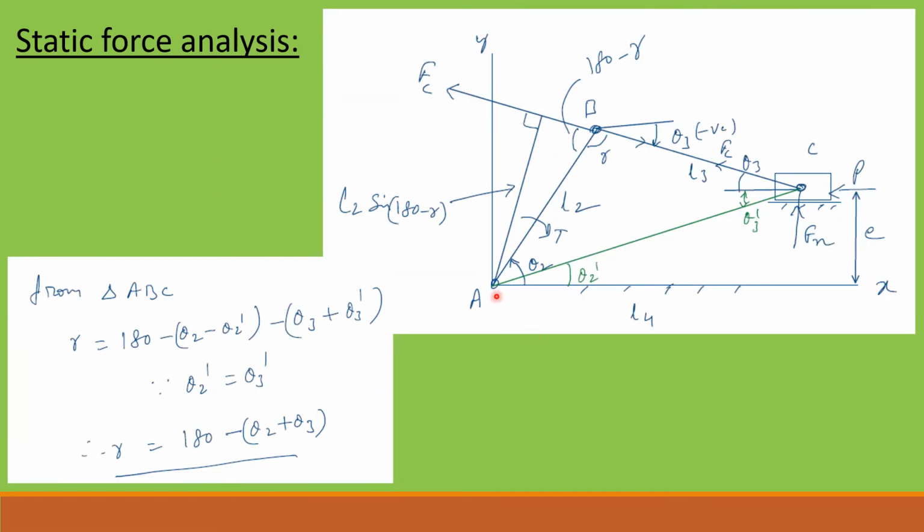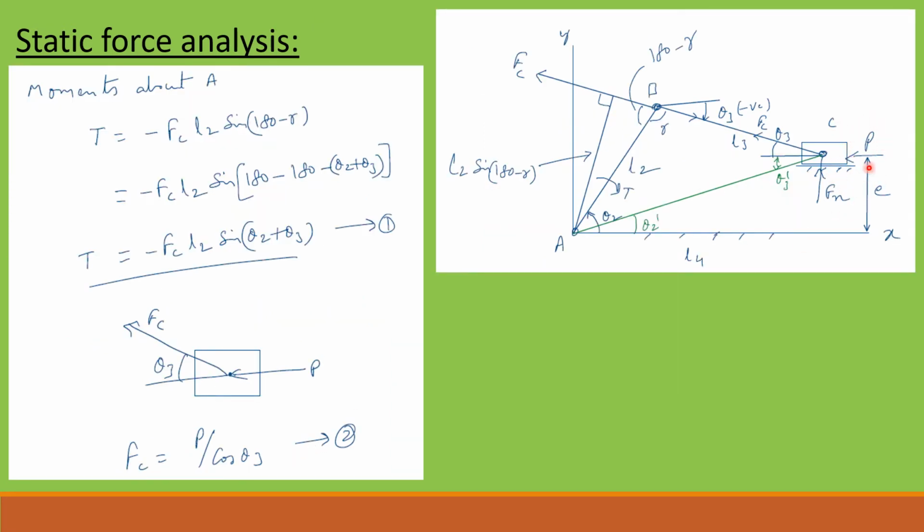First, let us draw a line from A to C to form a triangle ABC, and this line is at an angle theta 2 prime with horizontal, and theta 3 prime is also equal to theta 2 prime. So from this triangle ABC, angle gamma equals 180 minus theta 2 prime, minus theta 3 plus theta 3 prime. After simplification we get gamma equal to 180 minus theta 2 plus theta 3.